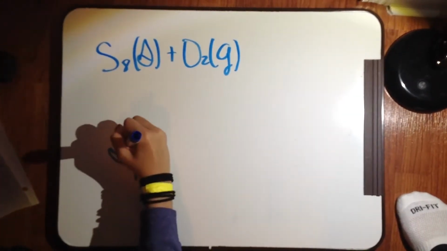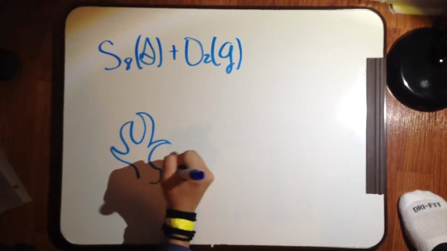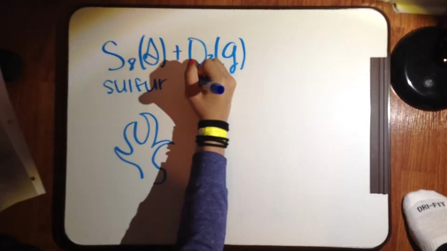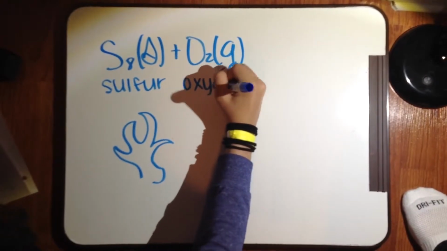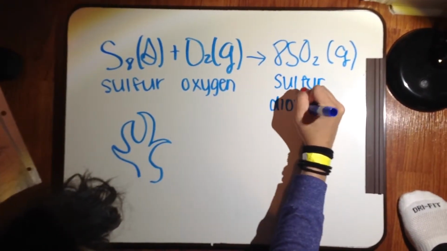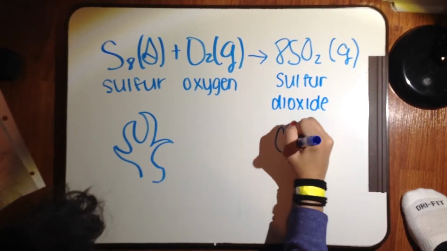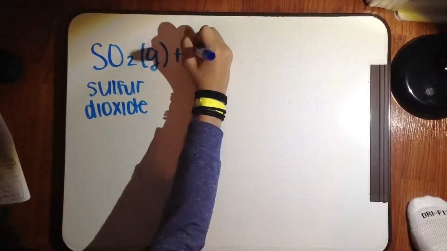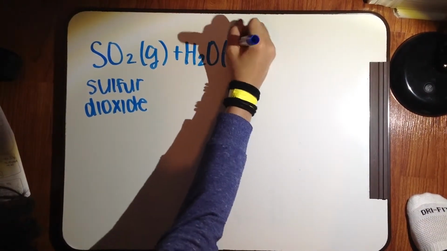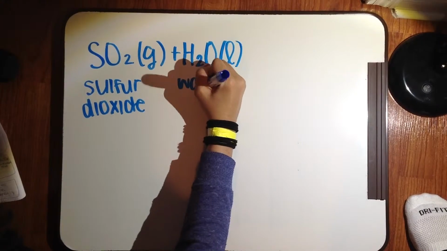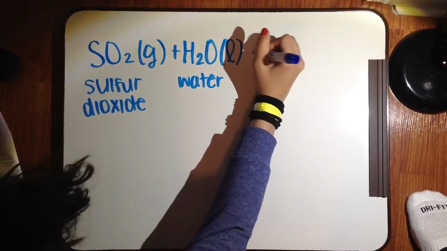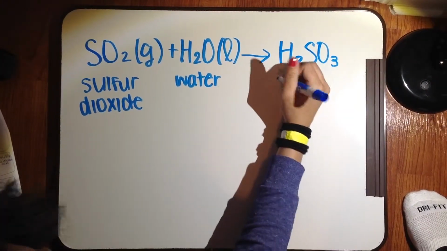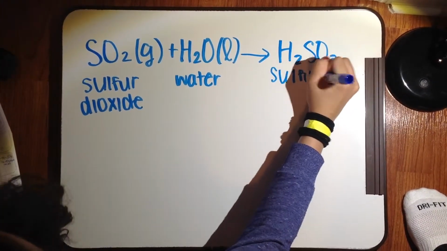When we melt sulfur, it produces sulfur dioxide gas, shown in the formula S8 solid plus 8O2 gas yields 8SO2 gas. Or sulfur plus oxygen yields sulfur dioxide. We then take the gas created from this equation and dissolve it in water to form sulfurous acid, shown in the equation SO2 gas plus H2O liquid yields H2SO3 aqueous. Or sulfur dioxide plus water yields sulfurous acid.